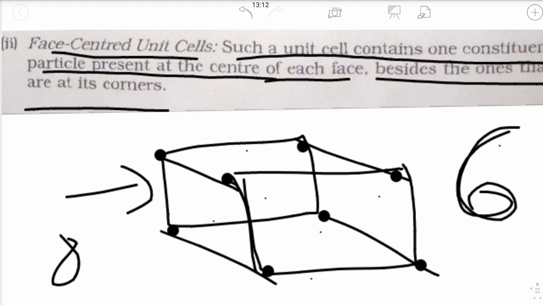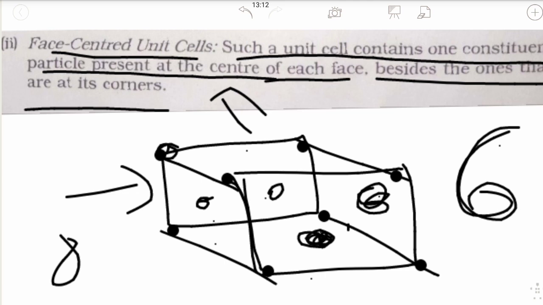In a face centered unit cell, there is a lattice point on every face. There are 6 faces, so there are 6 face centered lattice points. Okay, 8 lattice points at the corner positions and 6 lattice points at the face centered positions. When the lattice point is present at the center of each face, it is called a face centered unit cell.